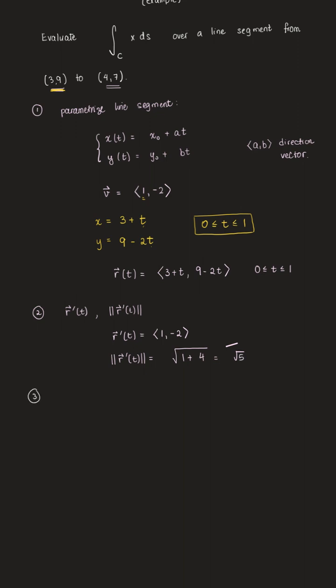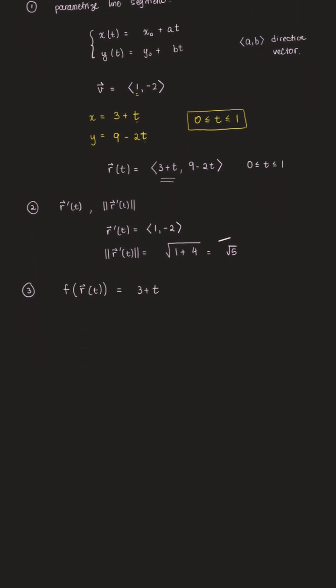All right, now remember that we also need to change our function to be with respect to t. So our function was just x. So I'm going to write x is 3 plus t, right? The x value of our curve. And finally, we can write our integral. It will be the integral for t equals 0 to 1. Our function is 3 plus t. Our arc length differential will be root 5 dt. That's the magnitude of r prime of t dt. And of course, we can take out root 5. We have the integral from 0 to 1 of 3 plus t dt.